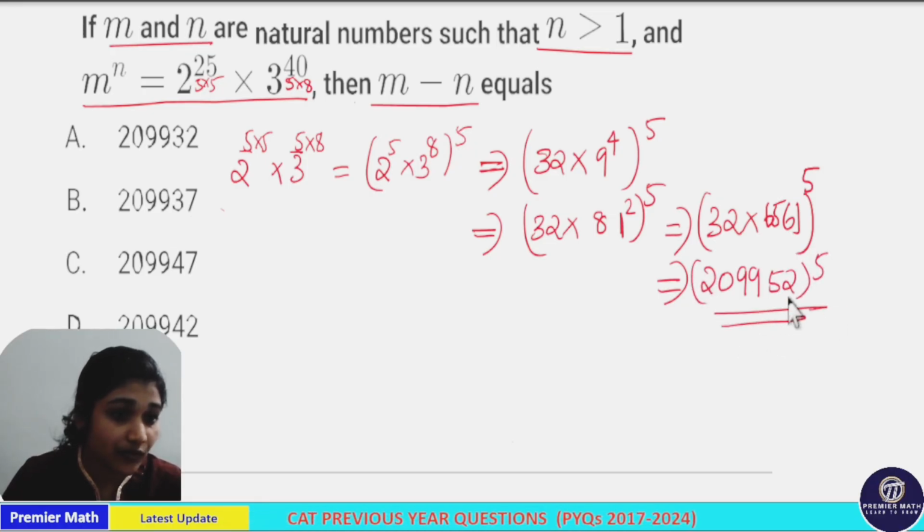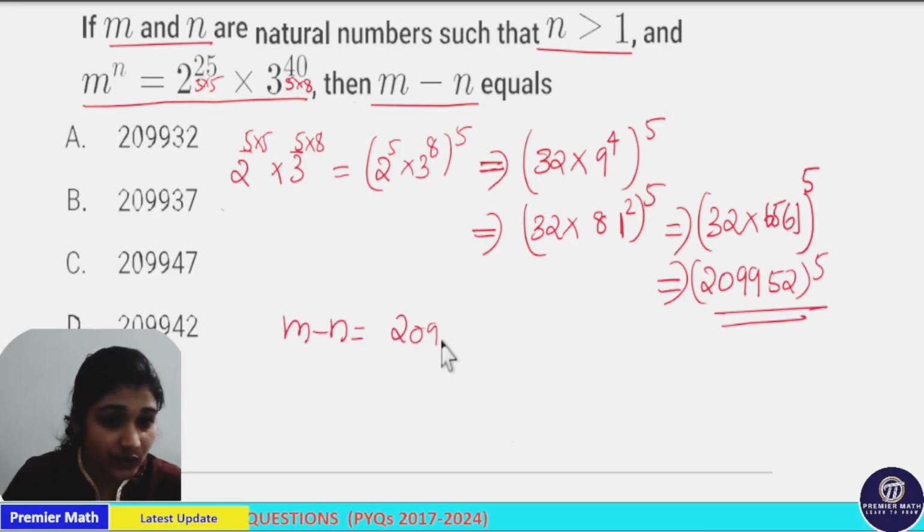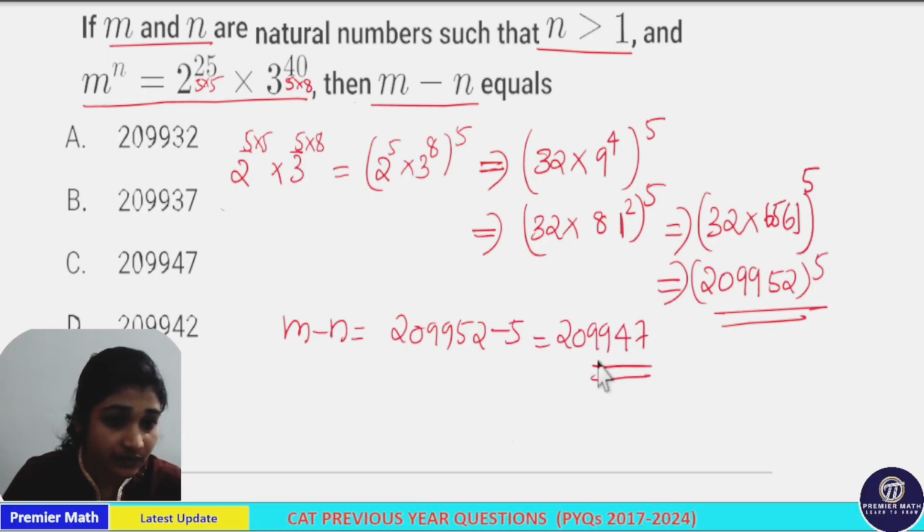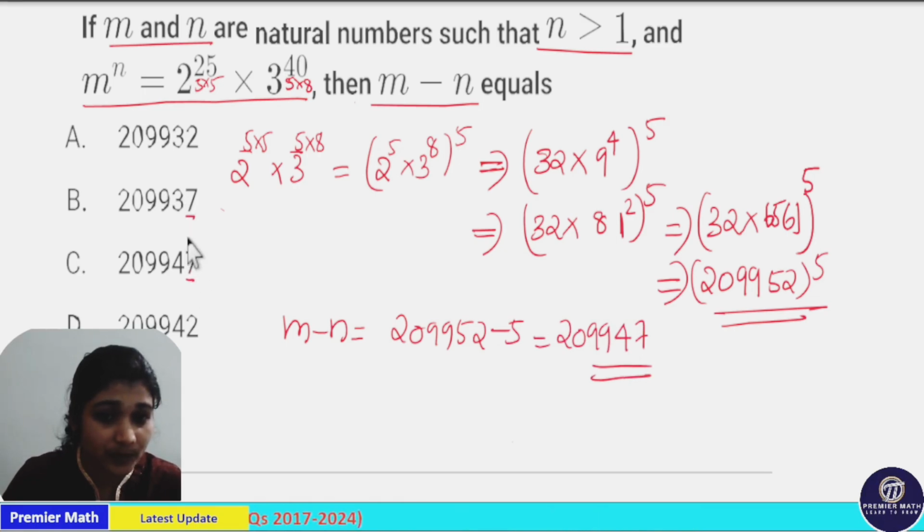This is in the form of m raised to n. So we need m minus n, which is equal to 209952 minus 5, which is equal to 209947. Here we can't find the unit digit because two options end with 7. So unit digit is not applicable here. Option C is your answer.